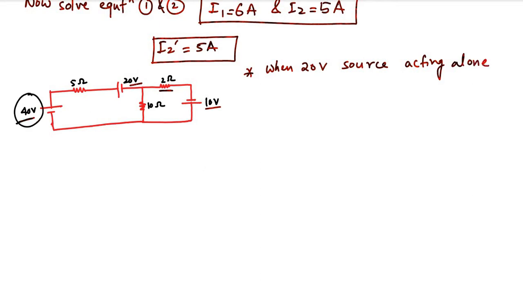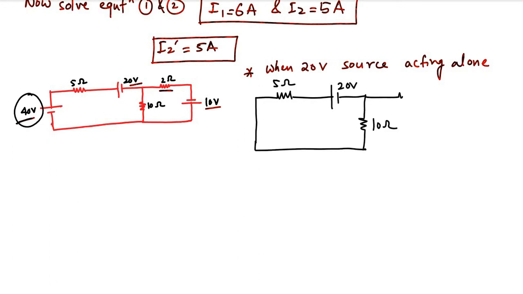Now this 40 volt will be short circuited, with the 5 ohm resistor. Apply 20 volt into the circuit. The 10 ohm resistor is here, and the 20 volt, 2 ohm resistor, and this 10 volt is short circuit. So this is the circuit diagram when 20 volt is acting alone in the circuit and other sources are represented by their internal resistance. Assume this mesh current is I1 and this mesh current is I2.